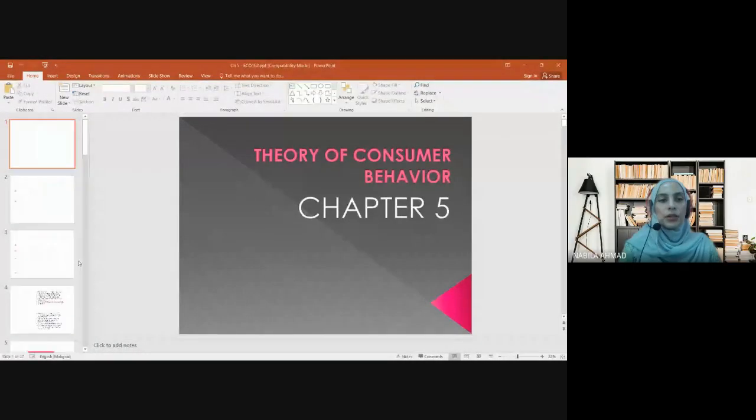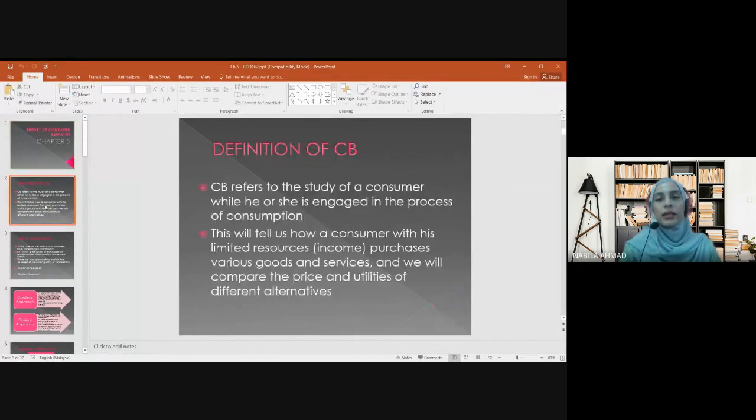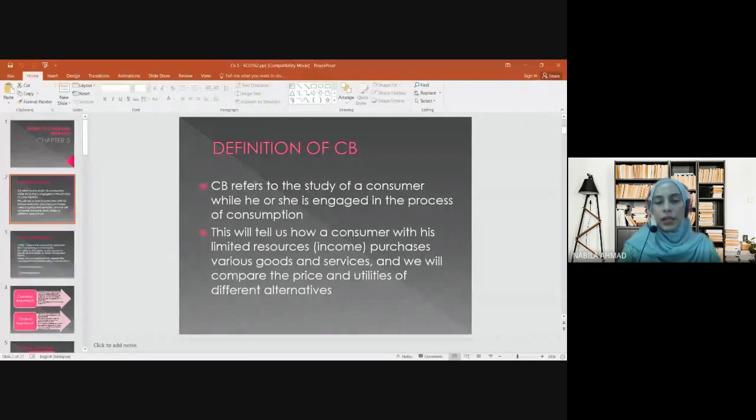Okay. So chapter 5 is theory of consumer behavior. So what is consumer behavior? Consumer behavior refers to the study of a consumer while he or she is engaged in the process of consumption. So bila kita membeli barang dan perkhidmatan, how we behave, itu adalah consumer behavior lah.